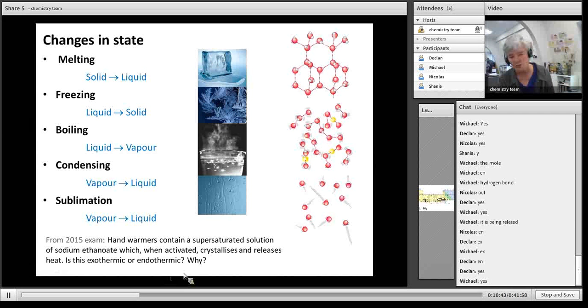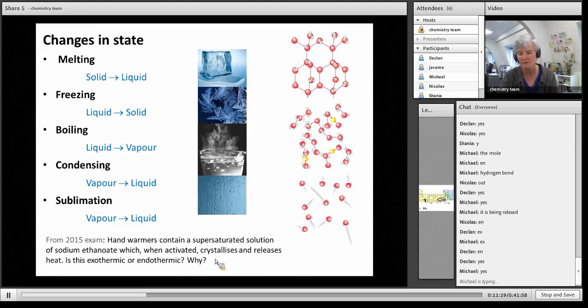Then you have to say why. It just says in exam speak, justify your choice or something like that. But you've got to explain why you said it's exothermic. So, I mean, you could say, well, it releases heat, so it's exothermic. But in terms of bonding, what do you think is happening when something crystallizes? So I've got all my sodium ions and ethanoate ions all separate in solution. And when it crystallizes, what is happening? What sort of bonds am I forming?